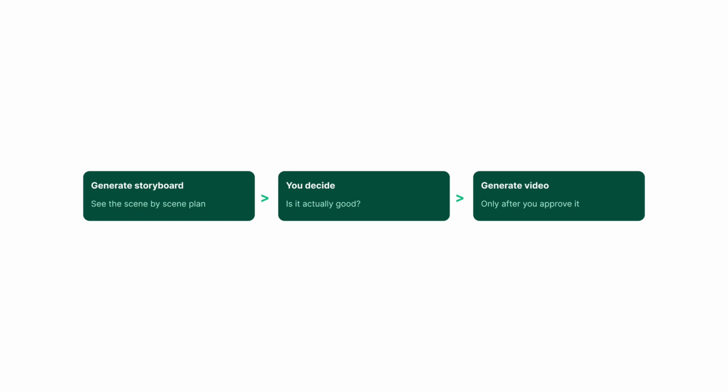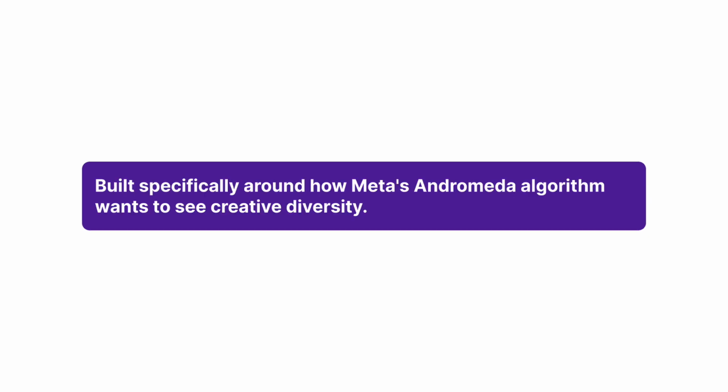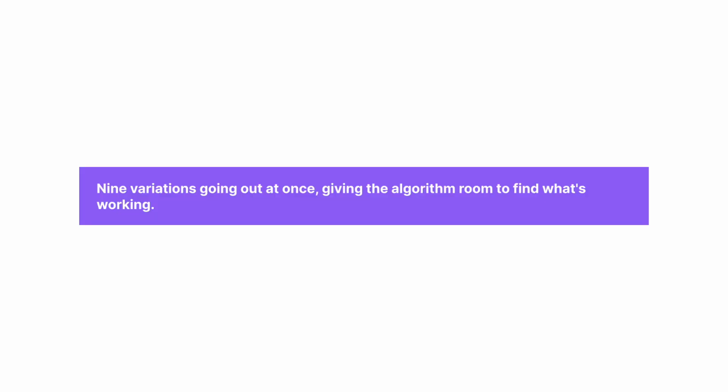And look, I know this next part sounds like it might be too automated to actually be good. I had the same reaction. But the way it works is it's not just randomly guessing. Once you upload your product, it analyzes it and builds out a full 9 ad structure automatically. 1 campaign, 3 ad sets, 3 ads in each set. That's not an arbitrary number, by the way. That's built specifically around how Meta's Andromeda algorithm wants to see creative diversity. So instead of 1 ad and hoping it works, you've got 9 variations going out at once, giving the algorithm actual room to find what's working.